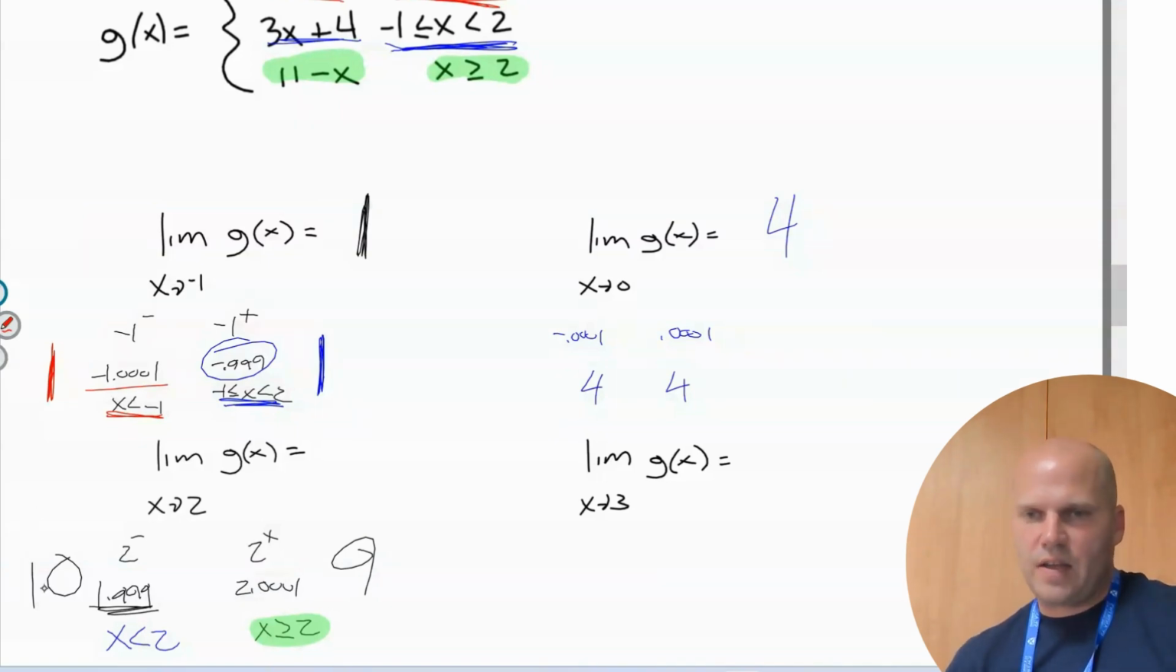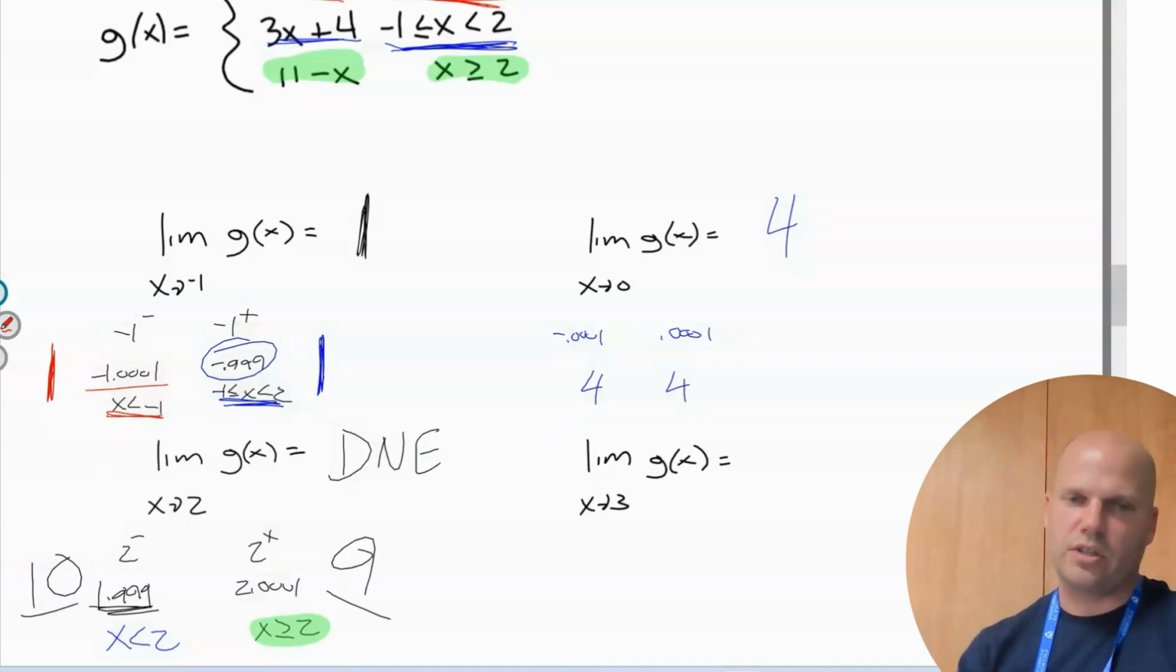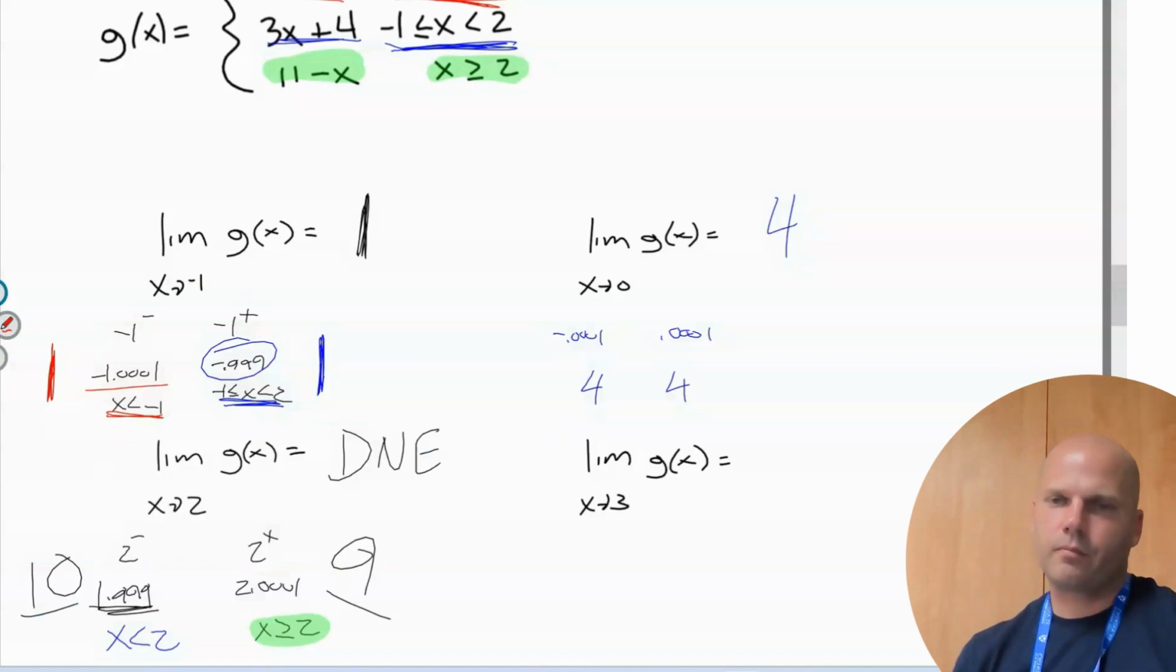So this is the left-hand limit. This is the right-hand limit. Therefore, in general, the limit as x approaches 2 does not exist. This number is different from that number. I should be using the limit notation, but I'm being a little bit lazy here. And that's fine. I'll do it for the last one.